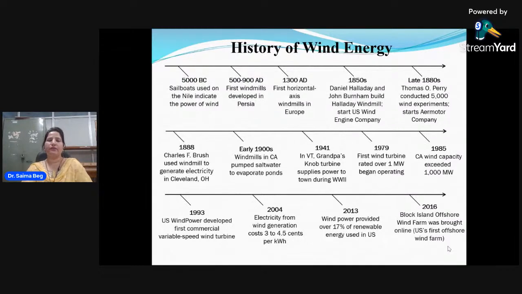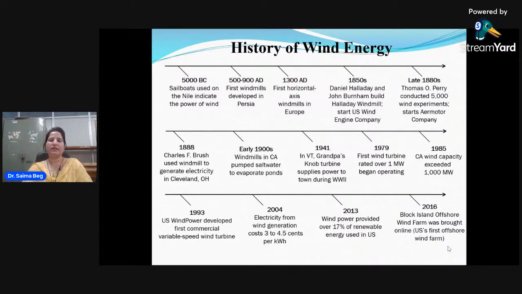First of all, I would like to discuss the history of wind energy. In the late 5000 BCE, sailboats were used on the Nile, indicating the power of wind. Then in 500 to 1900 AD, the first windmill was developed in Persia. In 1300 AD, the first horizontal axis windmill was developed in Europe. In the 1850s, Daniel Halladay and John Burnham built the Halladay windmill in the US. And in the late 1880s, Thomas O. Perry conducted 5,000 wind experiments.